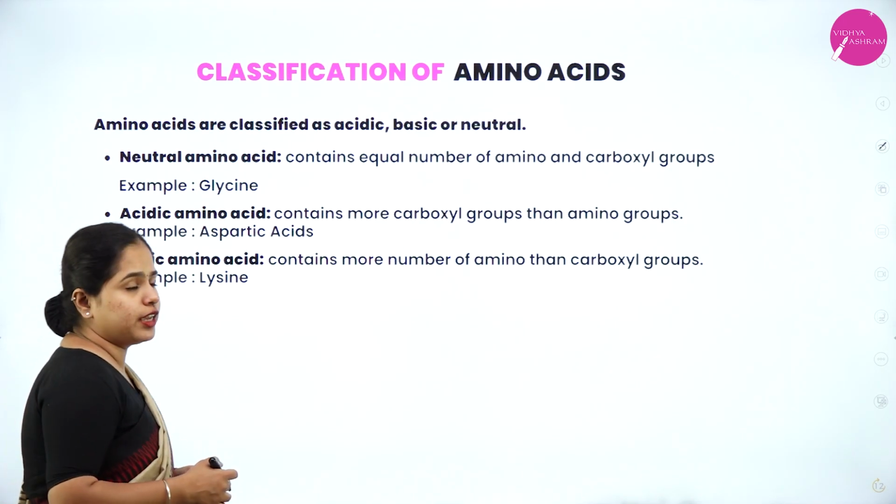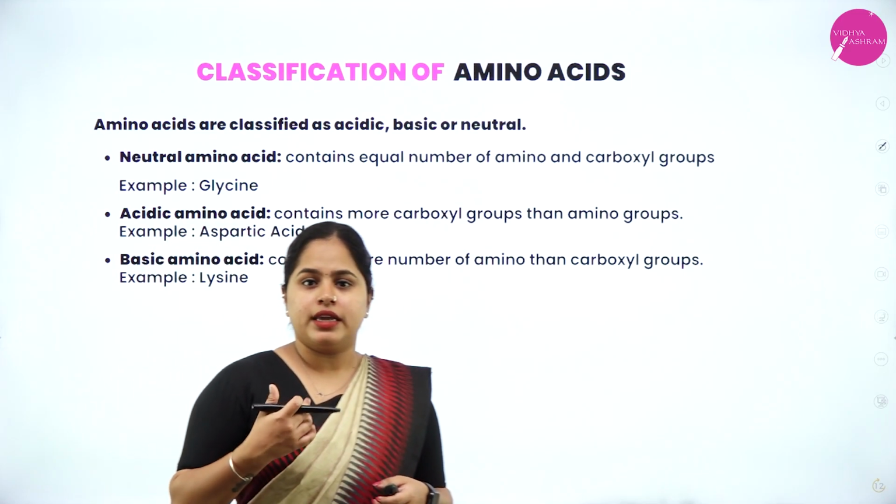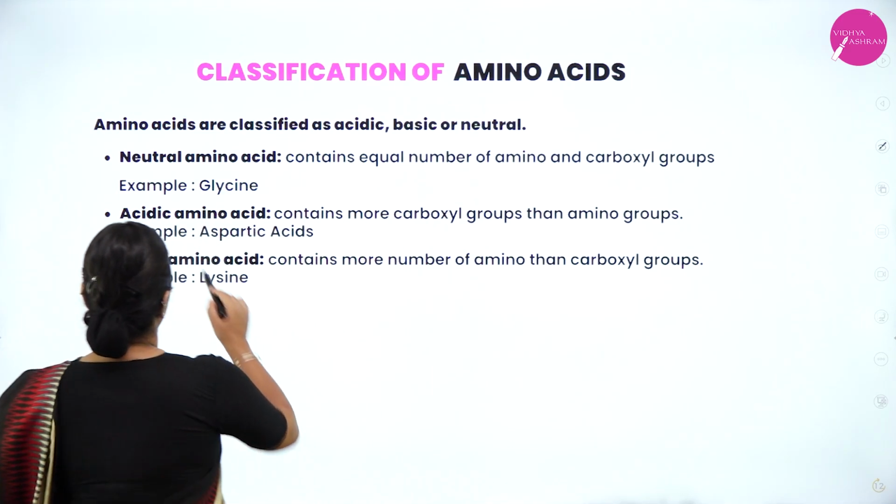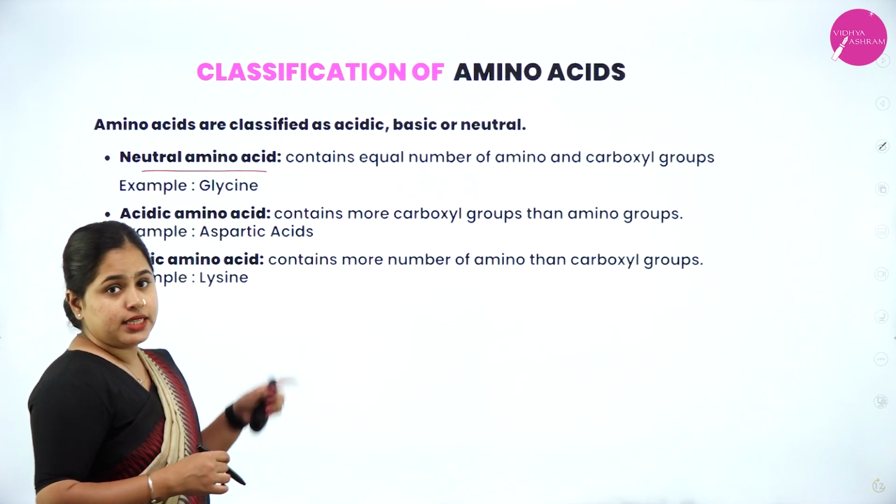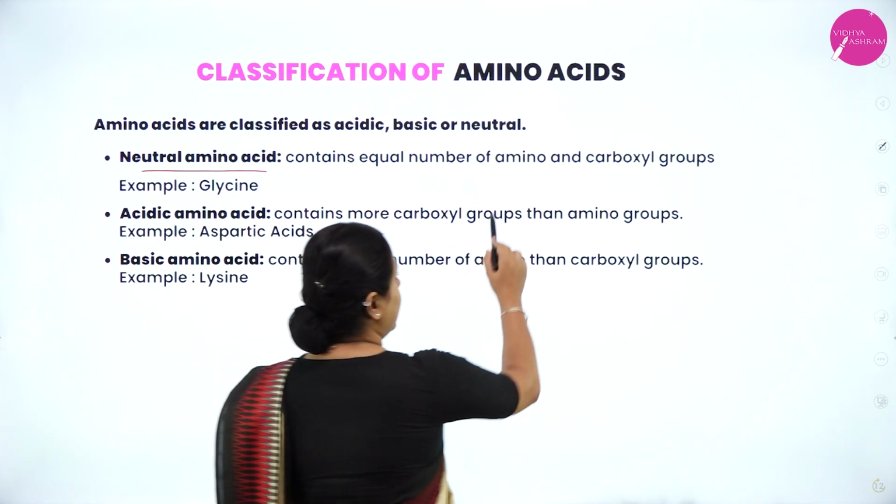So the first classification is based on their chemical nature. So the first one is neutral amino acid. So it contains an equal number of amino and carboxyl groups.